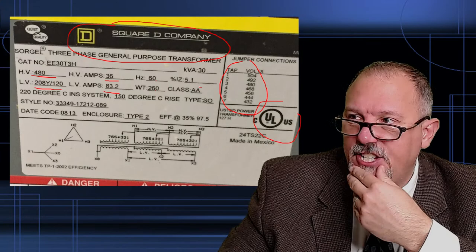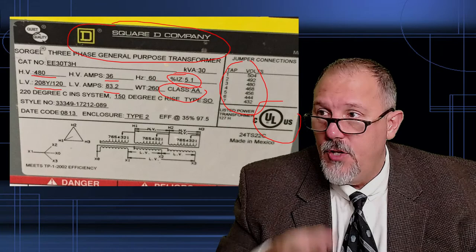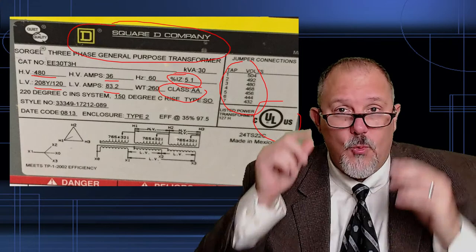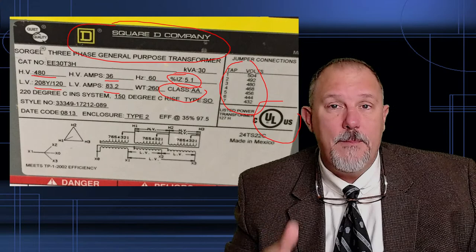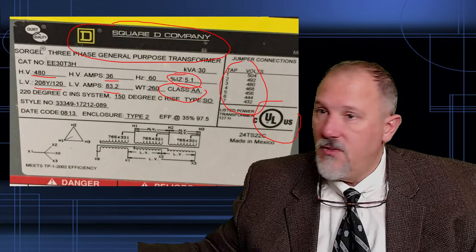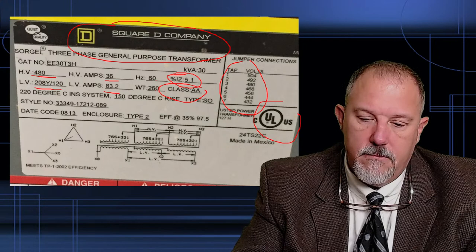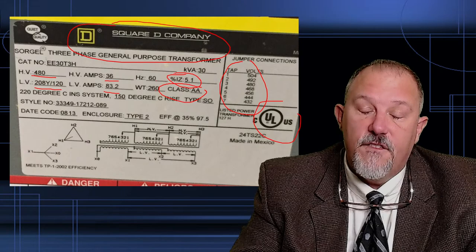Now, I will tell you, you always should be applying the plus or minus 10% on these transformers, because the way the standards operate, I can label that transformer 5.1, but it can be anywhere from minus to plus 10%. So the lowest the impedance could be is 5.1 times 0.9, 4.59. 5.1 times 1.1, 5.61.